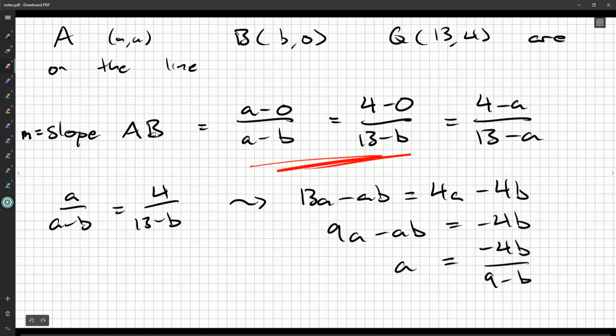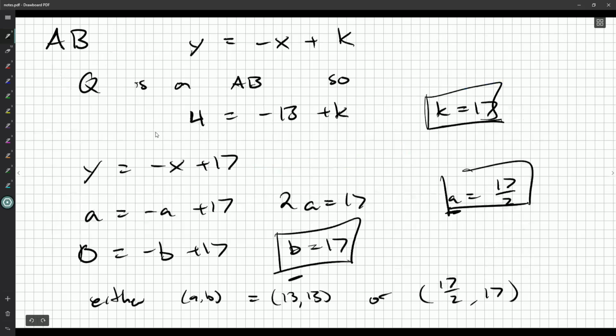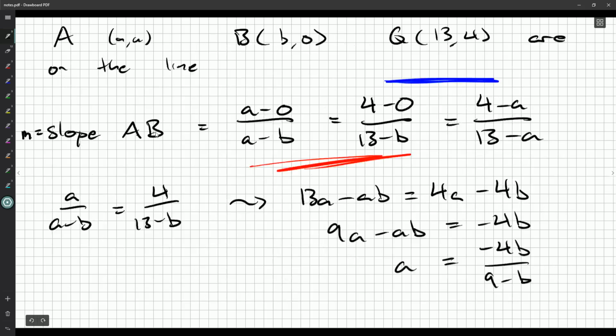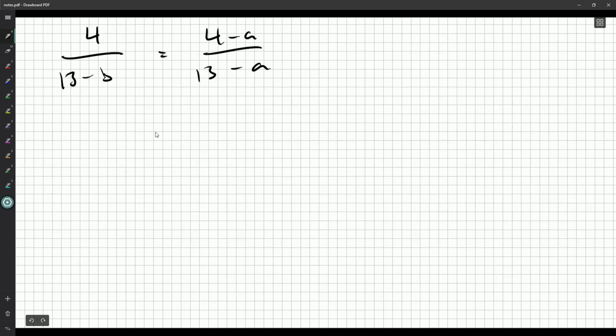Now what if we were to compare these two? So 4 over 13 minus b is the same as 4 minus a over 13 minus a. Okay. Also, just thinking about it, notice that we already have one instance where the a's and b's are integers. It's a straight line. If it's a line going straight up, and that might be the only time that happens, because 13 and 4, I don't think they're going to play very nice.